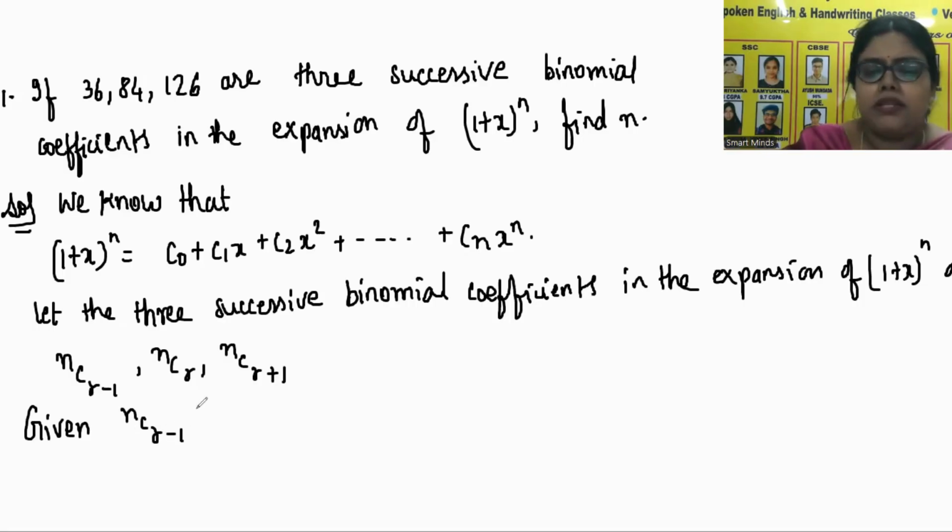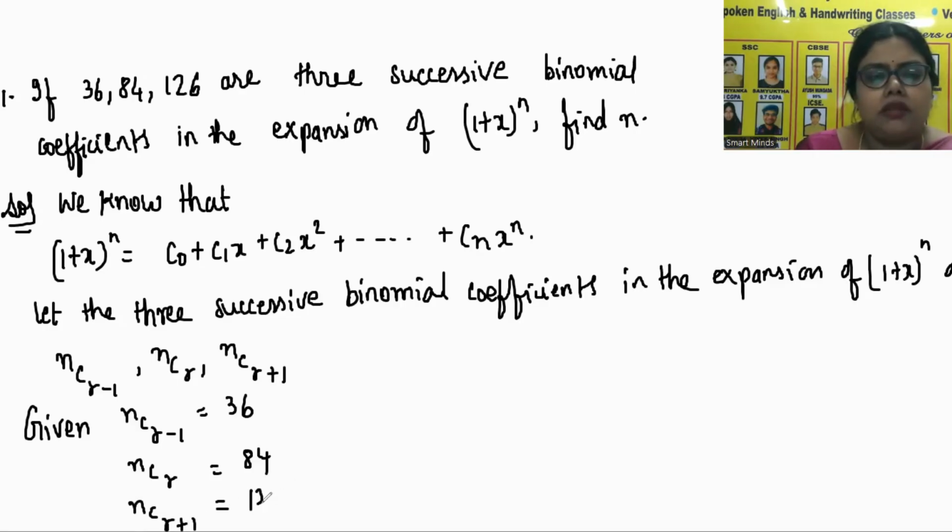nC(r-1) is 36, nCr is 84, nC(r+1) is 126. Let us take this as equation number 1, equation number 2, equation number 3.